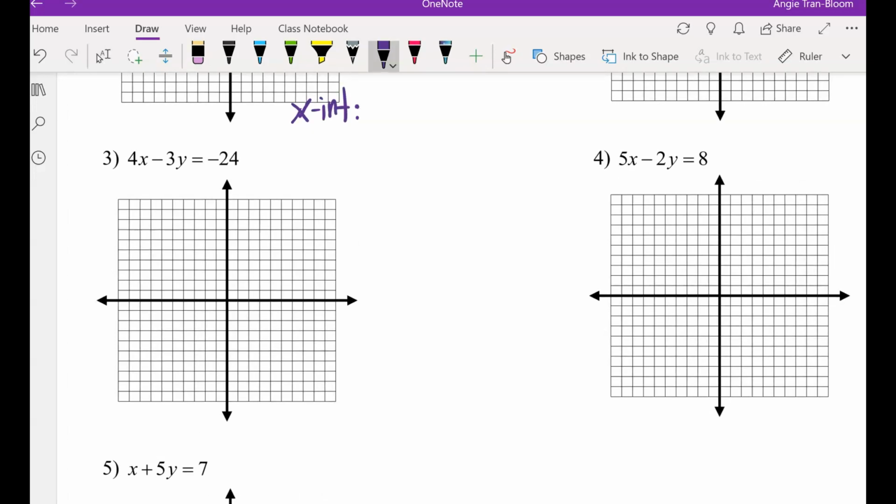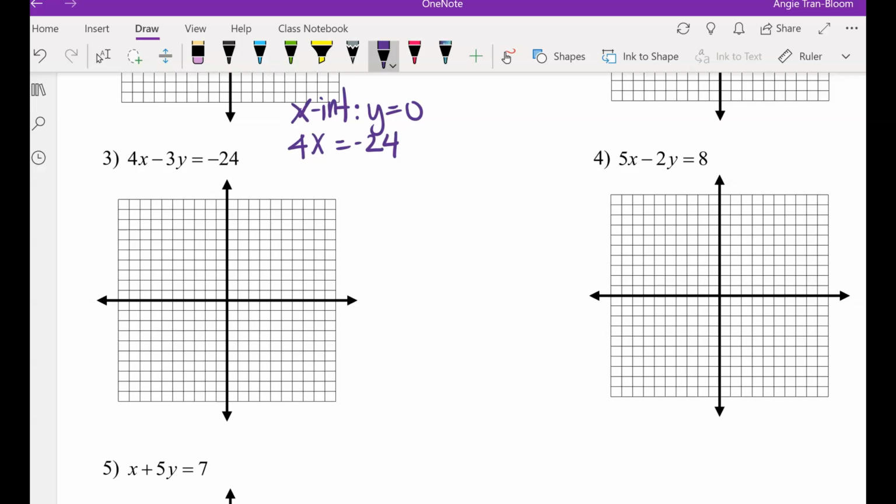X-intercept is when y equals to what? 0. X-intercept is when y equals 0. So what's 0 times -3? It's 0. Do you guys remember, did your teacher at all say cover it up? If you're looking for the x-intercept, you cover up the y. And if you're looking for the y-intercept, you cover up the x. That's the reason why, because 0 times -3, it's gone. So that means you only have 4x equals -24 left.